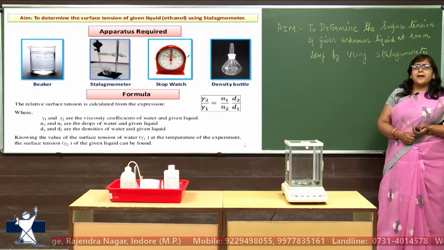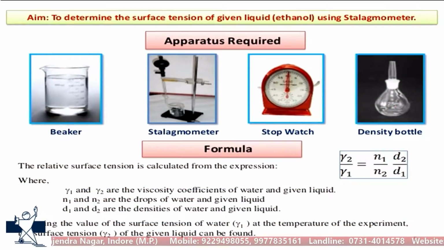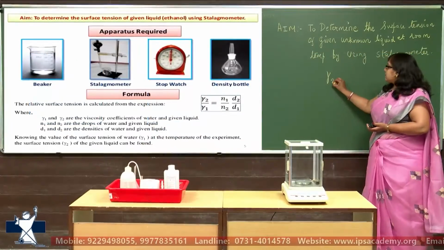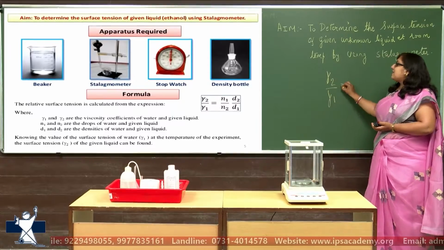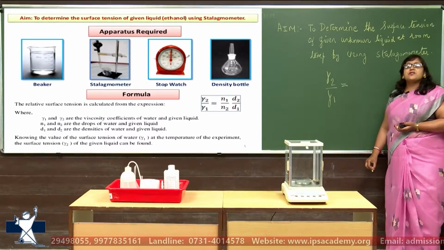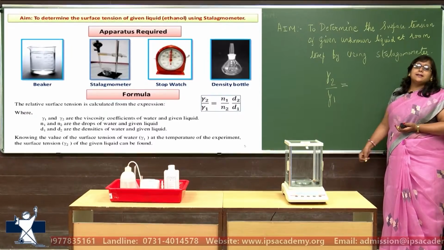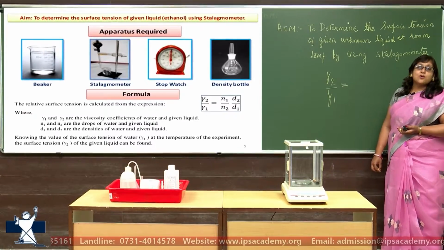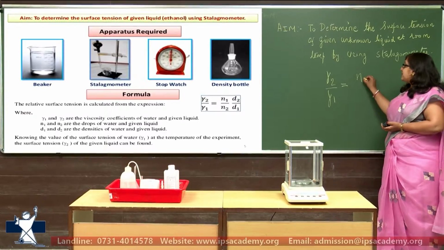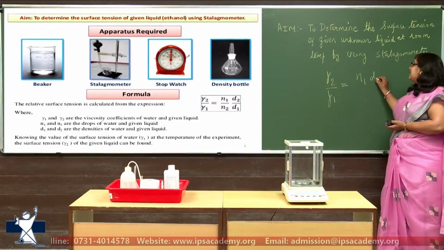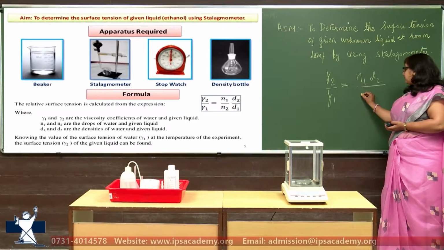These are the apparatus which we are going to use in the practical: beaker, stalagmometer, stopwatch, density bottle. Now, the formula which we are going to use here is gamma equals 2 upon, because this practical is going to be done in reference to water, and water is considered a universal solvent. So its surface tension and its density are fixed.